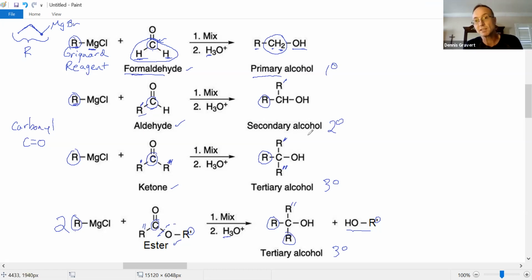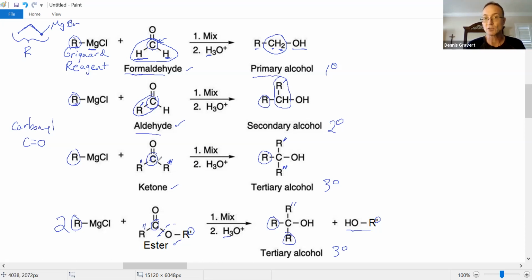But if you want a secondary alcohol, you must use a different aldehyde. And what it does is it takes the aldehyde's remaining carbons and that pseudo-bond carbon. Whoops, wrong circle. There's the aldehyde carbon. And then we bring in the Grignard reagent's carbons and connect them there, and then we get a secondary alcohol.